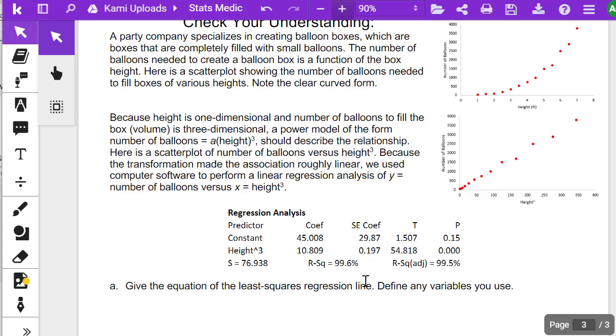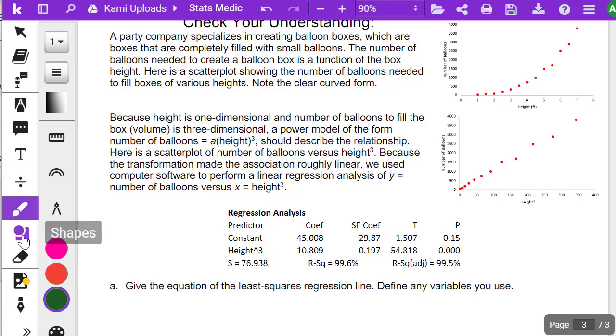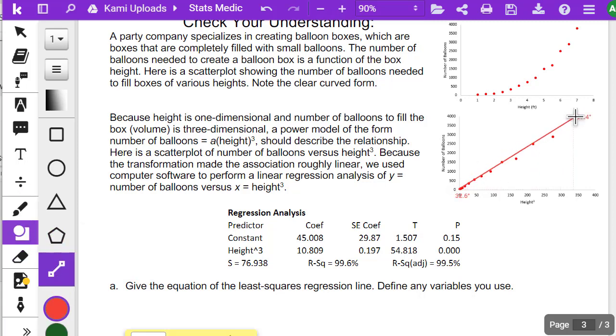Because height is one-dimensional, while the number of balloons to fill the room, the volume, is three-dimensional, a power model of the form number of balloons equals A times height cubed should describe the relationship. Here's a scatter plot of the number of balloons versus height cubed. So now you can see this is definitely more linear here, right? In fact, I'll use a line. Where's my line? There we go. Definitely more linear, right? That looks pretty linear. So, because the transformation made the association roughly linear, we use computer software to perform a linear regression analysis of y equals the number of balloons versus the height cubed.